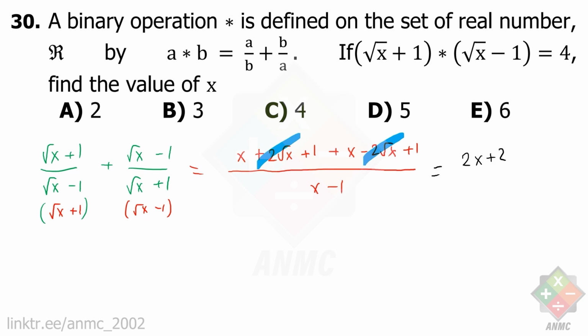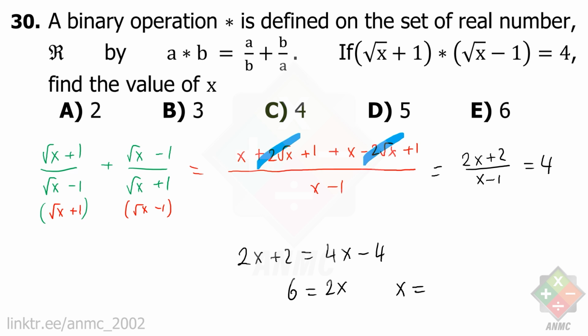It's equal to 2x plus 2 over x minus 1 is equal to 4. This means 2x plus 2 is equal to 4x minus 4. 6 is 2x, x is 3. The answer is B.